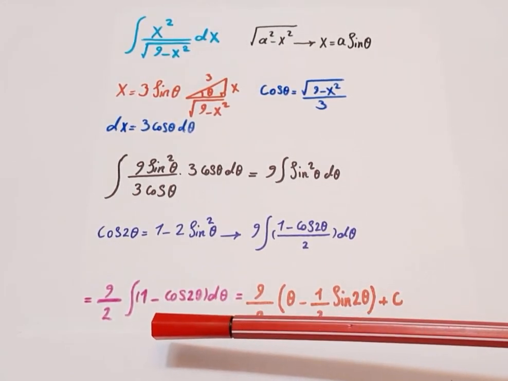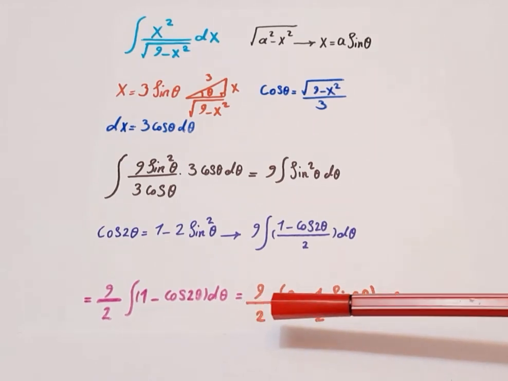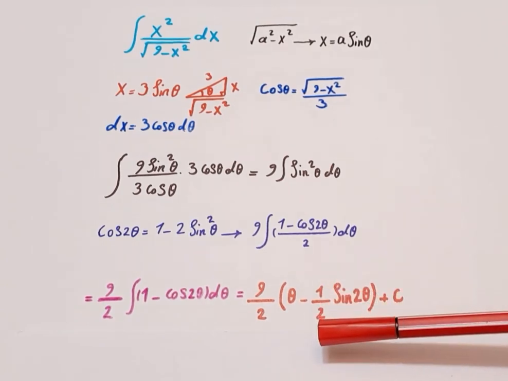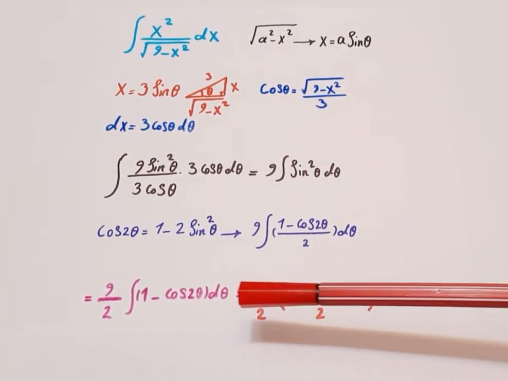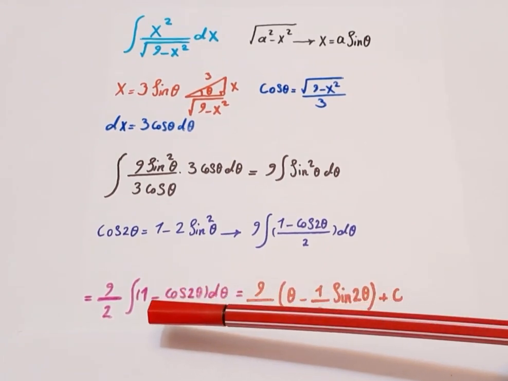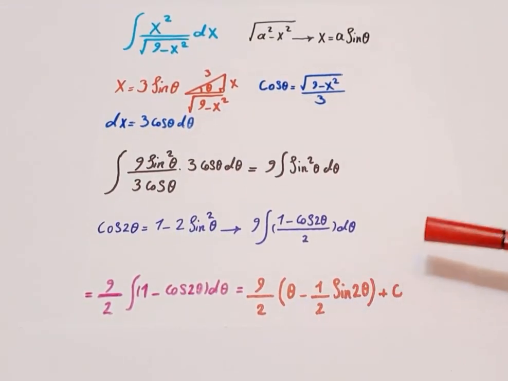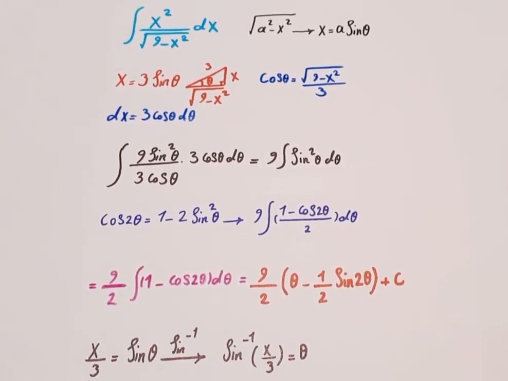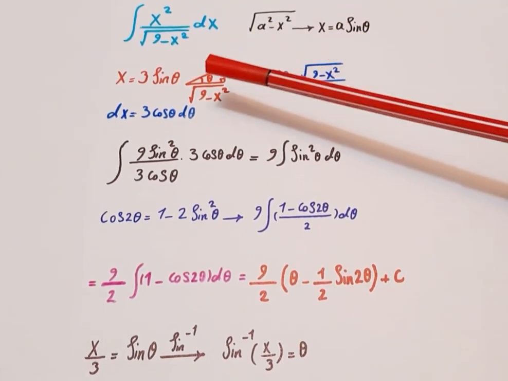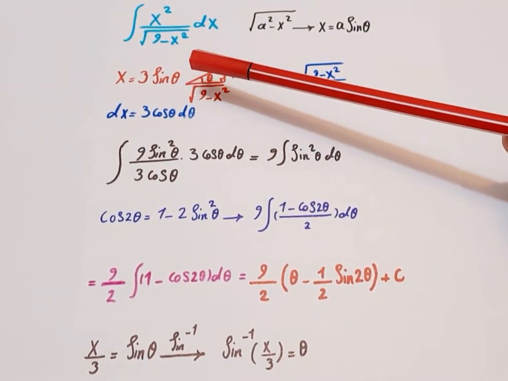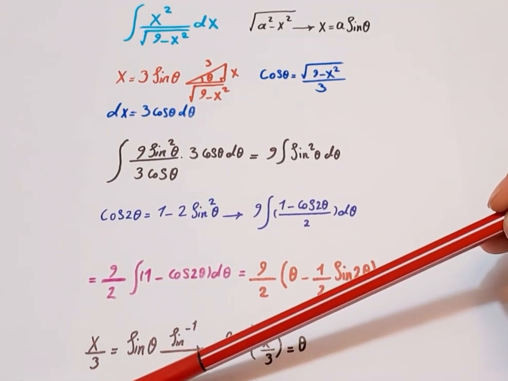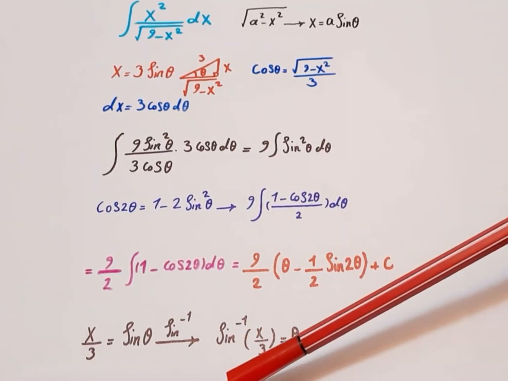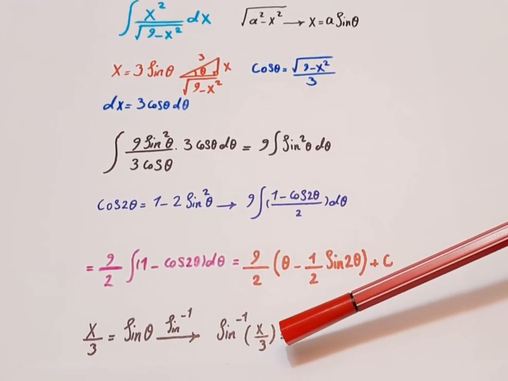And you know that the integral of 1 d theta is equal to theta, and the integral of cosine 2 theta is equal to 1 over 2 times sine 2 theta, and we have a negative here, so I put a negative here, plus c. And for theta, so that we can write x over 3 is equal to sine theta, and we wanted to find theta, and that's equal to the sine inverse of x over 3.